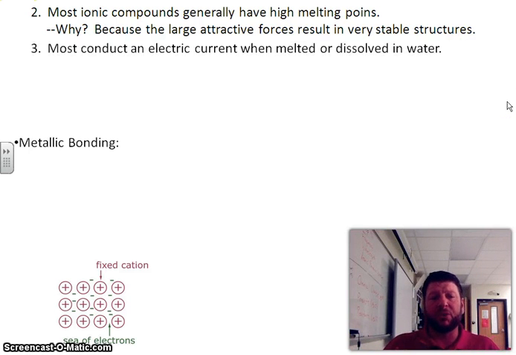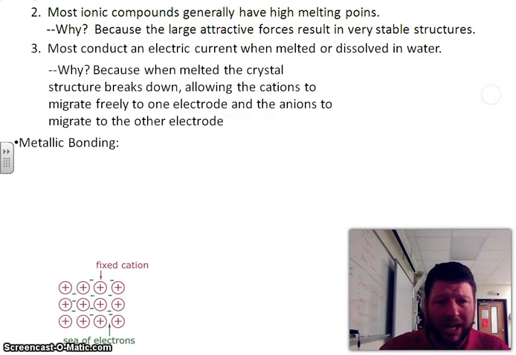And number 3, most will conduct an electric current when melted or dissolved in water. Why is this? Well, because when they're melted down, the crystal structure will break down, allowing those cations to migrate or move freely. And where there's an opportunity, the cations will migrate freely to one electrode, and then the anions will migrate to the opposite electrode, and therefore electric current will be transferred.